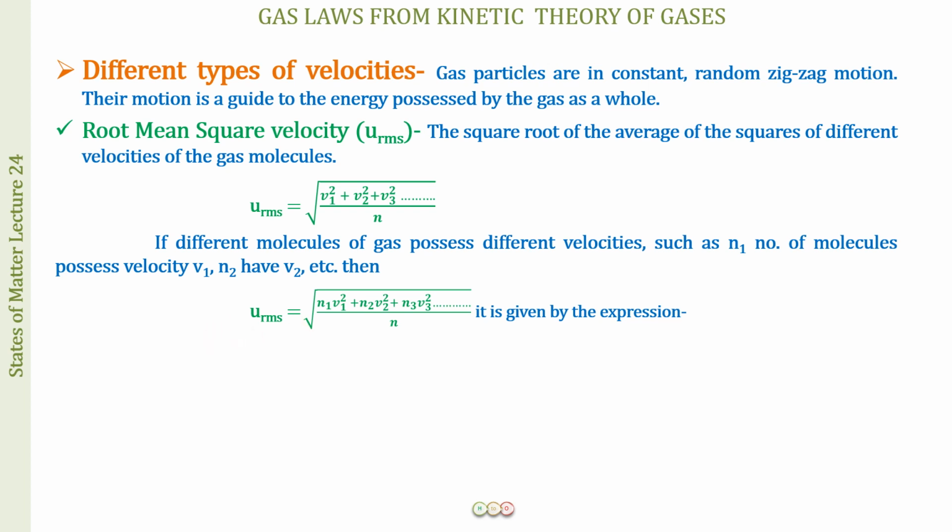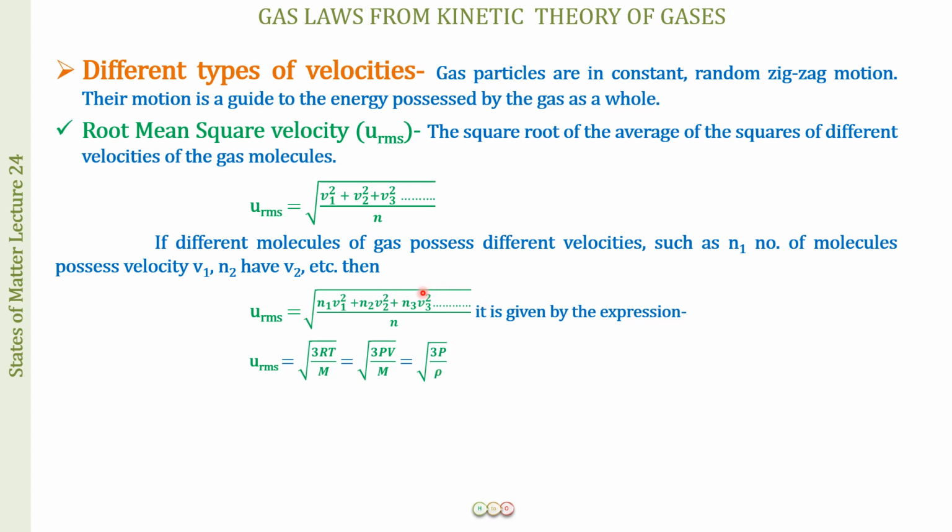Fine. Now one more thing that you have to remember is that this URMS is equal to under root of 3RT by M, which is equal to under root of 3PV by M, and this is equal to under root of 3P by rho. And this is one derivation that is very easy for you to understand because we've already done the kinetic gas equation. So let us look at that as well so that you can remember this relation.